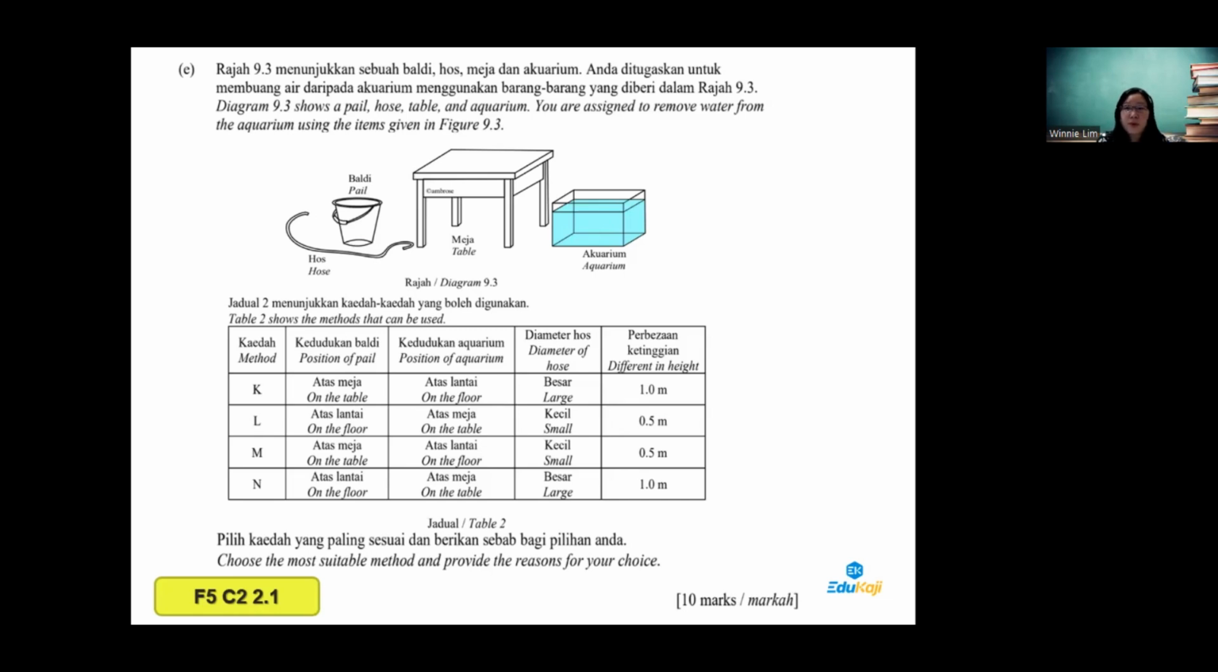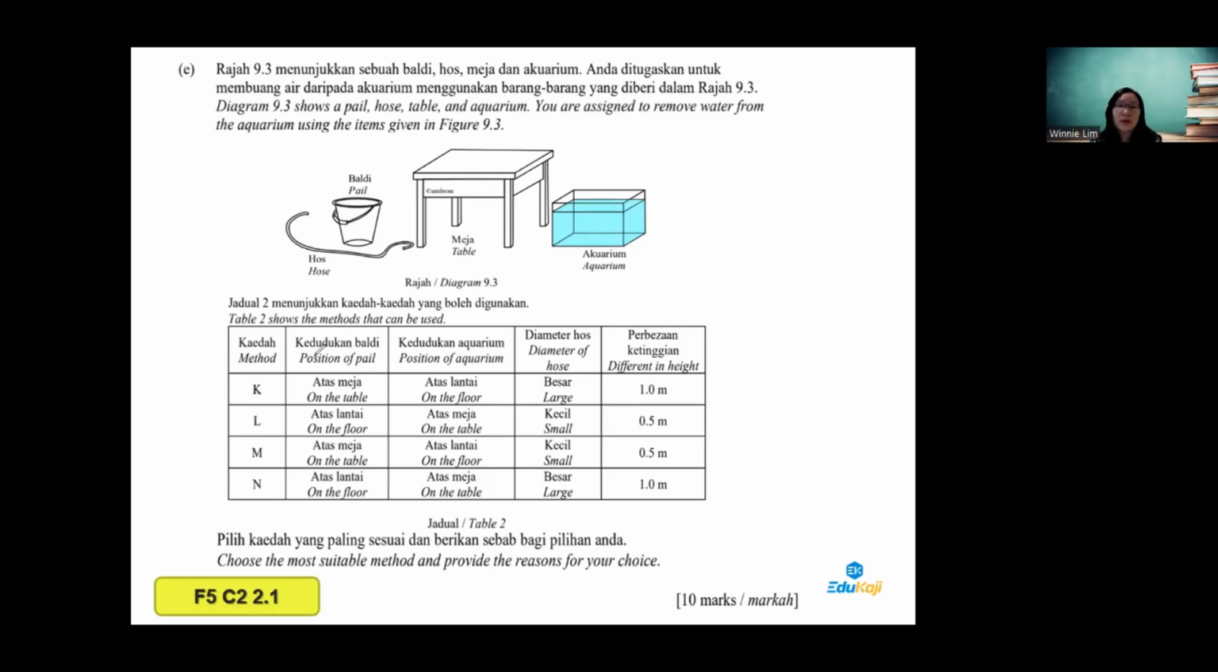So any of you who have an aquarium at home, you always have some general idea, right? You have to place the aquarium at a higher place or lower place? Highest, right? Where got people want to remove water and then put it on the floor? It's like not common sense. So you see something that is easier for you, this type of question.